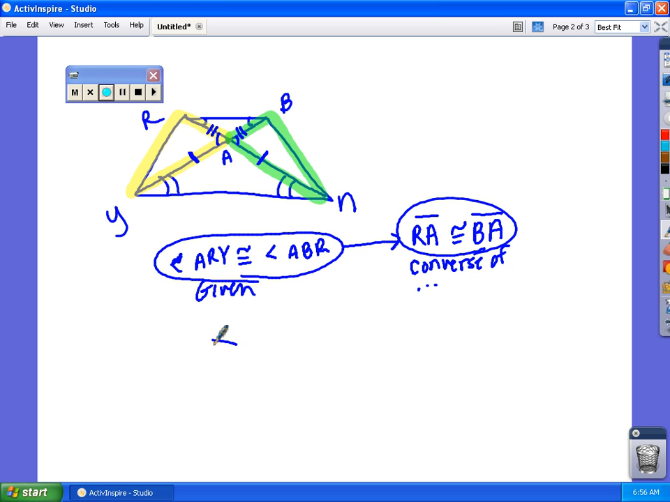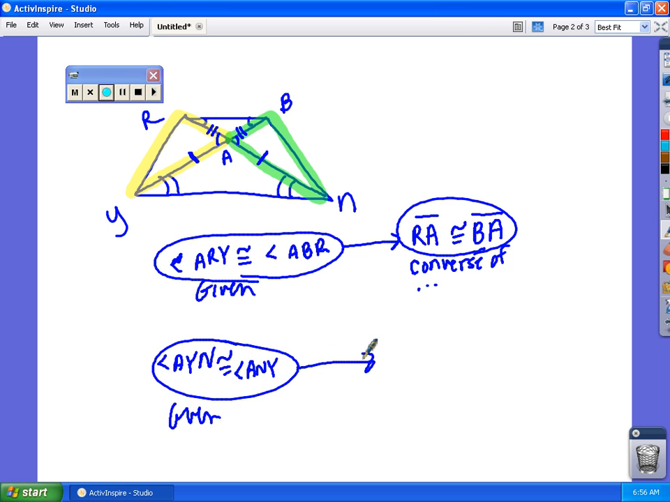Now, this right here would be the other angle. Angle AYN, this angle right here, is congruent to angle ANY. And that also is the given. Now from this one, you'd be able to say that these sides are congruent. So that's YA is congruent to NA. You could have also said AN and AY. And again, that is the converse of the isosceles triangle theorem.